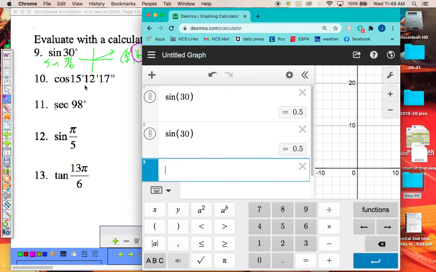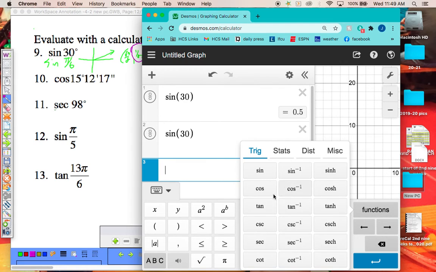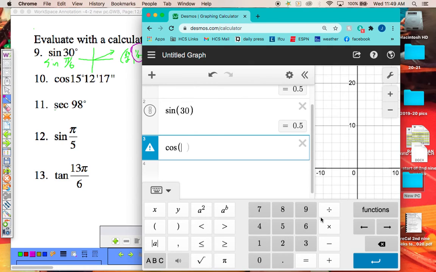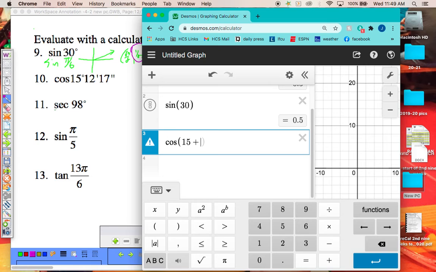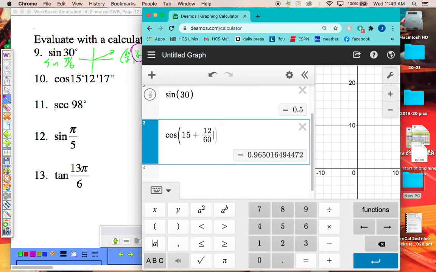All right, so number 10, the cosine of 15 degrees, 12 minutes and 17 seconds. So I can do my functions. Cosine, whoa, minutes and seconds. I don't remember that offhand. And that's probably what a lot of you guys think. But we need to remember, I'm going to do a cosine of 15 plus my minutes divided by 60 plus my seconds divided by 3,600. That was on our homework. Remember, minutes over 60, seconds over 3,600. So I need to add cosine of 15 plus 12 over 60 plus 17 over 3,600, and I get my answer.